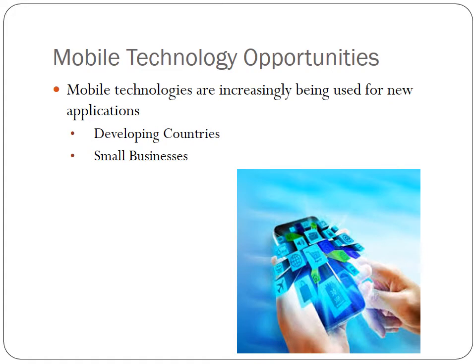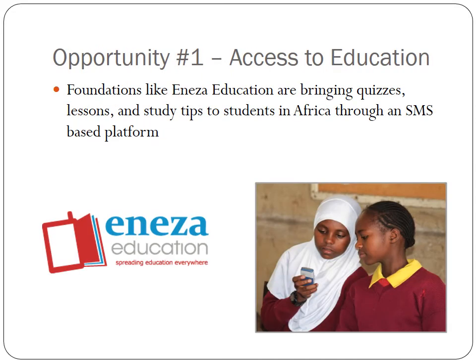As mobile technologies become more widely adopted, they are increasingly being used for new applications. Two areas where a lot of opportunities for adoption exist are within developing countries and small businesses. In developing countries, mobile technologies are beginning to aid in better access to education, and many organizations are exploring these technologies in order to do so. One such organization, Enza Education, is named for the Swahili word to spread or to reach, and aims to improve the lives of children in rural Africa by better educating these children.